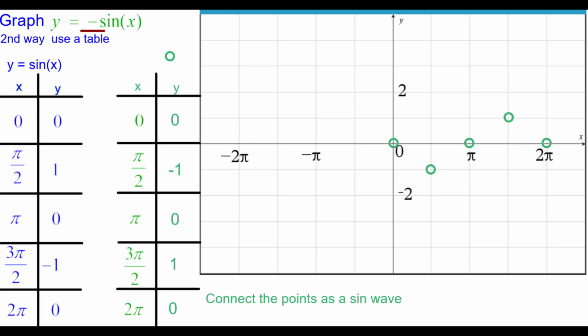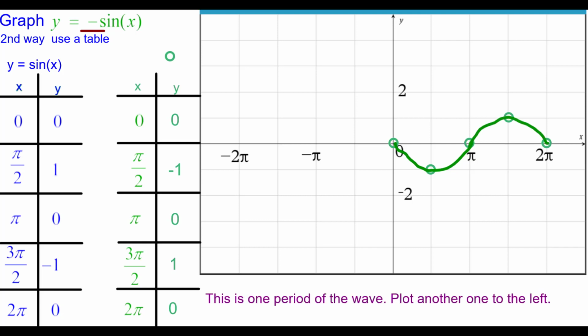We'll connect the points as a sine wave, but again reflected about the x-axis, so a smile concave up followed by a frown concave down. This is one period of the wave.